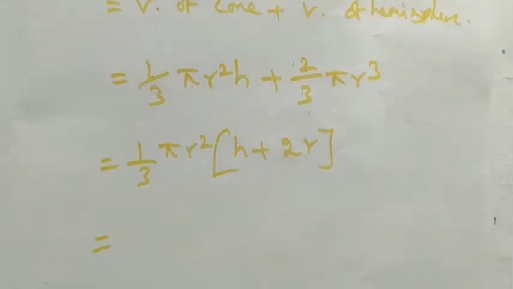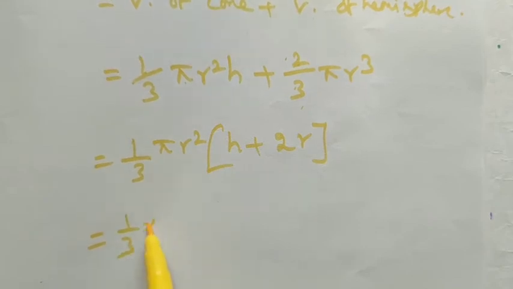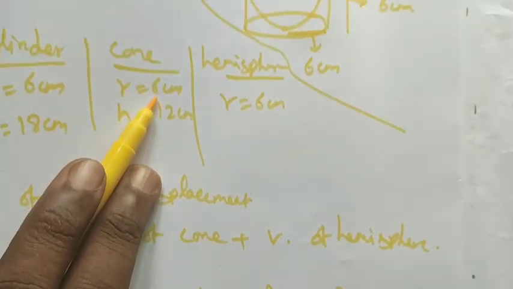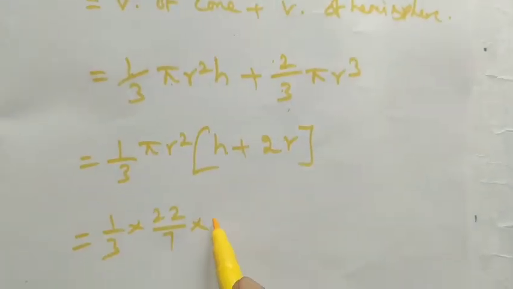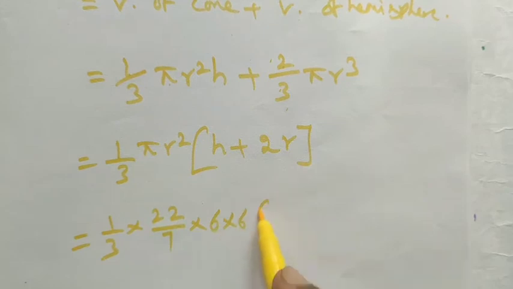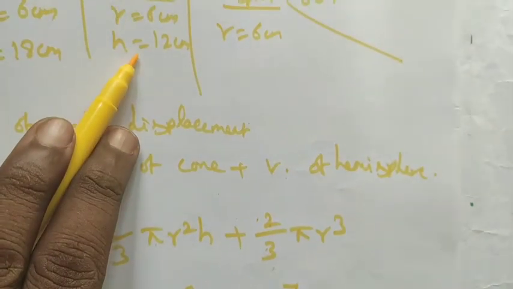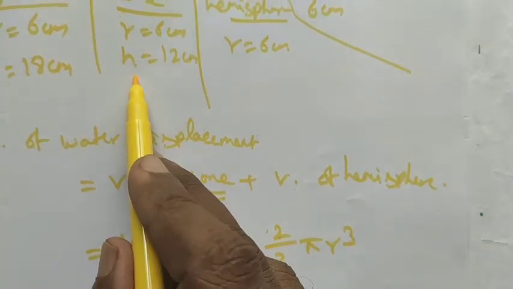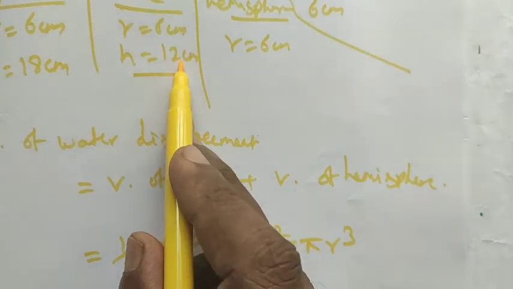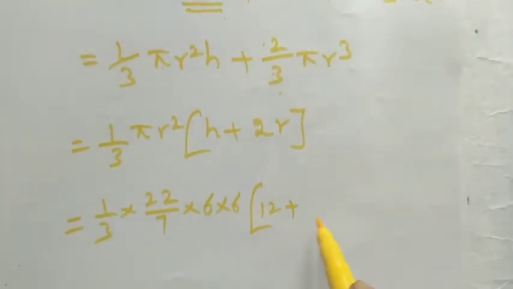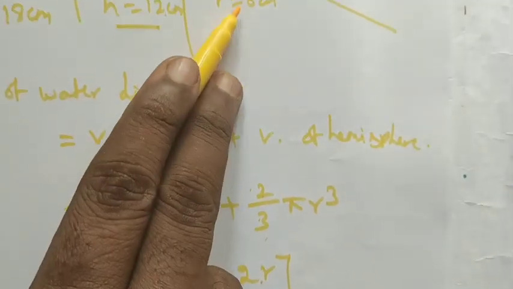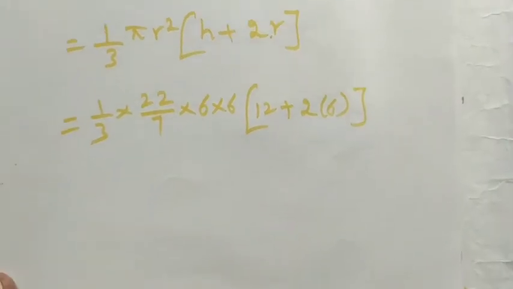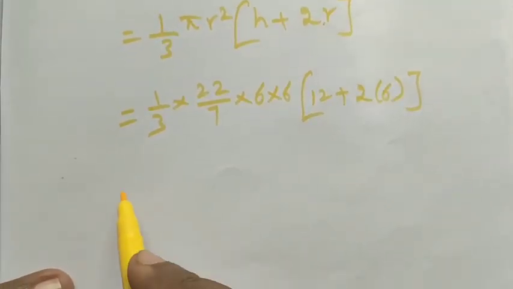Now substitute the values. So 1 by 3 pi, we know pi is 22 divided by 7. And the radius of the cone is 6 centimeter. So 6 square means 6 into 6. And then height of the cone is 12. Here we have used the volume of cone only, so we have to check the height of the cone. Height of the cone is 12 centimeter. So 12 plus 2 into radius of the hemisphere, which is also 6. 2 into 6.